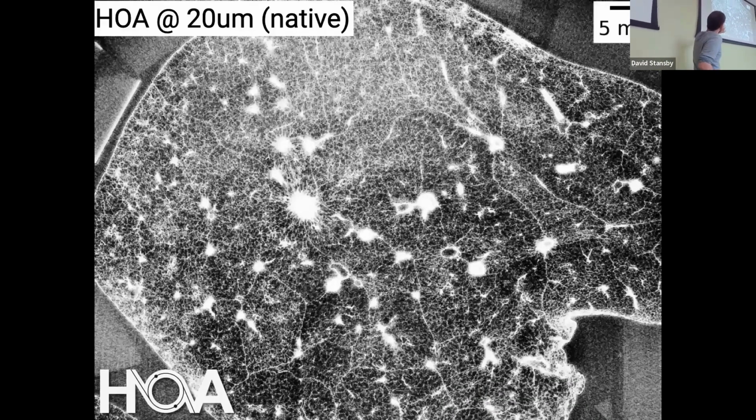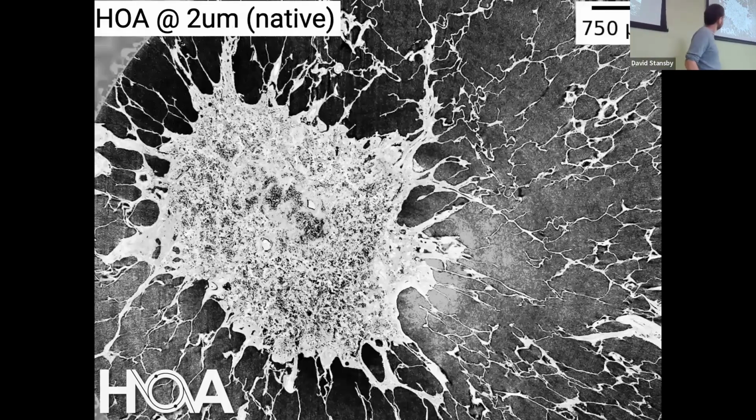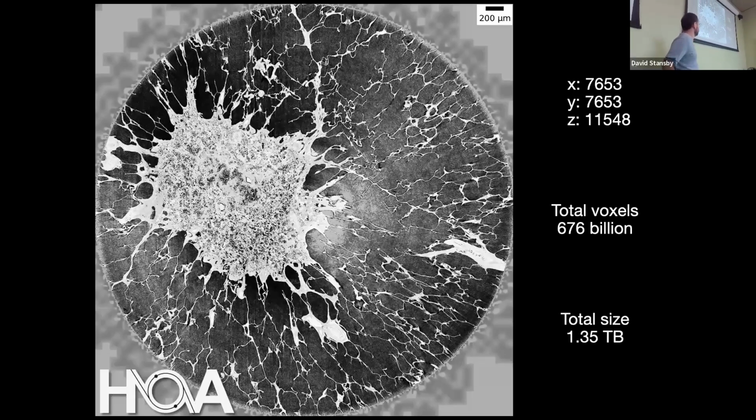And you can see this is a lung that has fibrosis, and you can really see the intricate details and how they interact across the whole lung. So this is imaged at 20 microns. We can also take a smaller chunk of that, zoom in, and we can image that at even higher resolution, and that's what it looks like. So beautiful, beautiful images. So how big are these images?